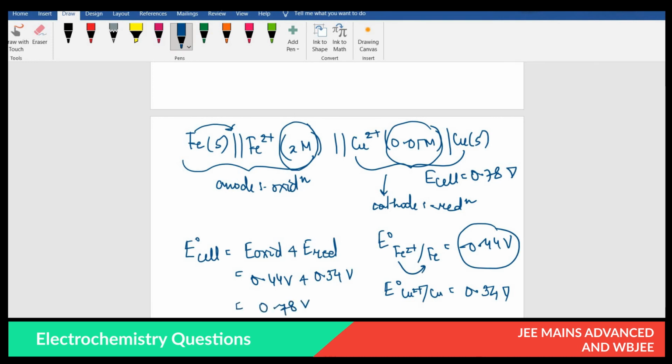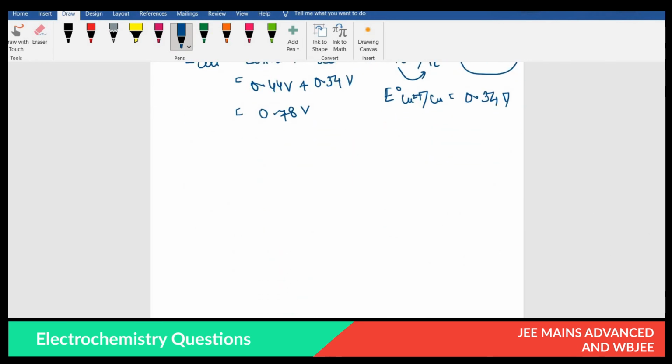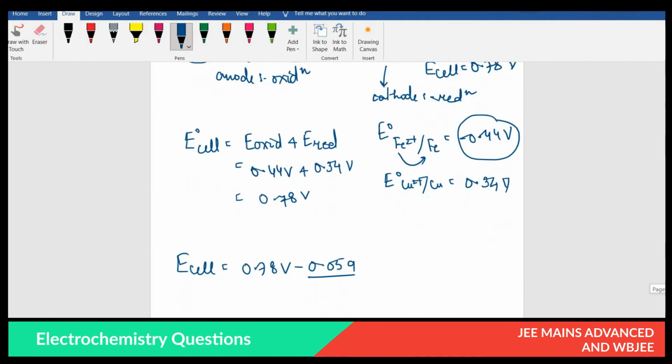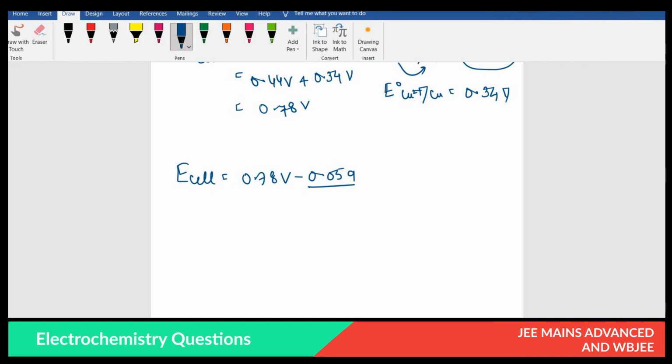Right, students? Okay. Now applying the Nernst equation, since concentrations are mentioned. So E cell would be equal to E0 cell, which is 0.78 volt, considering it to be at 298 Kelvin, since nothing is mentioned. So we can take that assumption for sure. So we'll write it as 0.059 by n. In the overall equation, Fe2+ would be a 2-electron system, and reduction of Cu2+ to Cu would also be a 2-electron system. So it's a 2-electron transfer reaction.